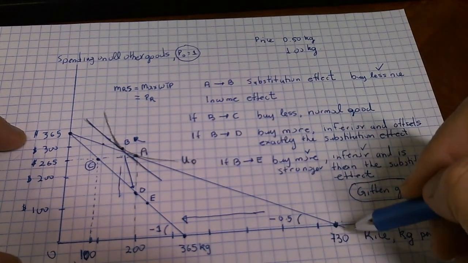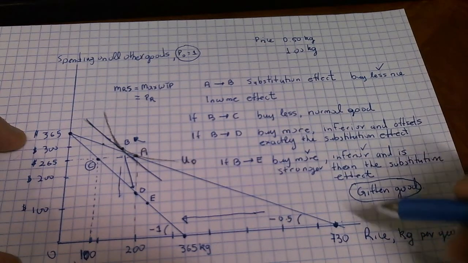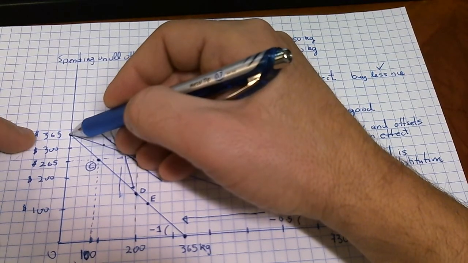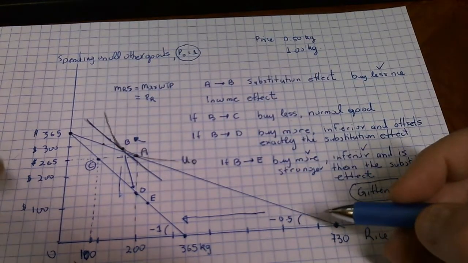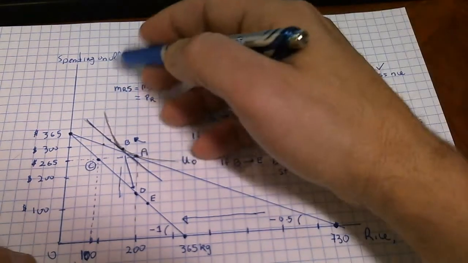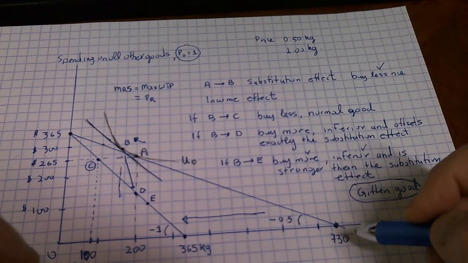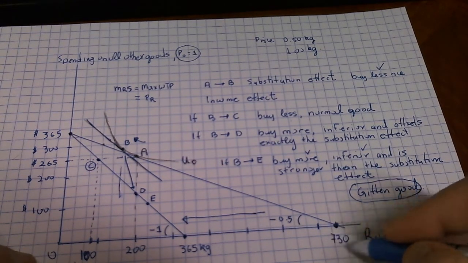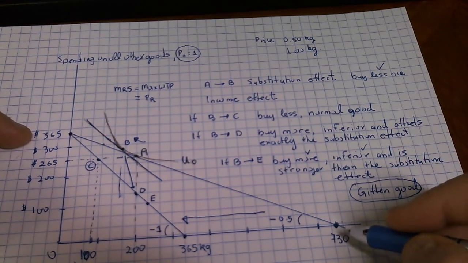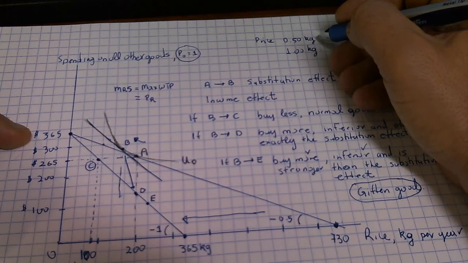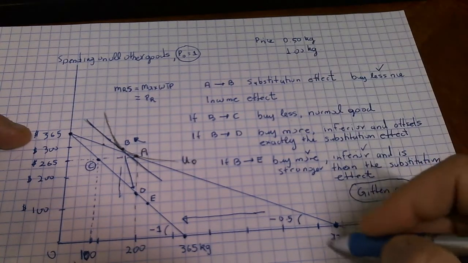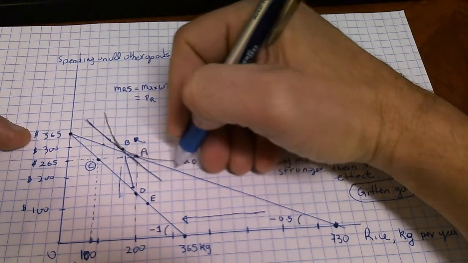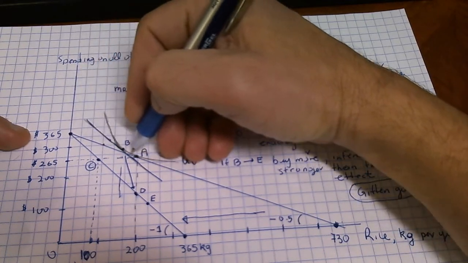So the initial condition is such that the person doesn't have to buy any rice, in which case he spends $365 on all other goods, or he can spend nothing on all other goods, and then he will buy 730 kilograms per year of rice. That's easy to get: you just take 365 and divide it by 50 cents, and you get 730 kilograms of rice. Okay, so he can be somewhere in between, and this defines his budget line.